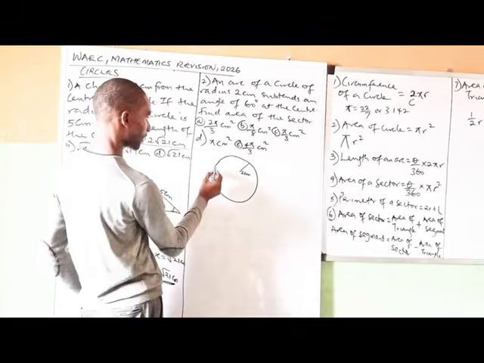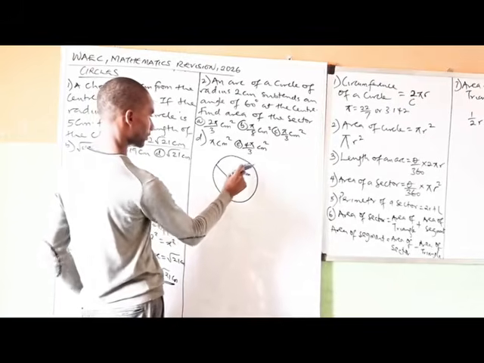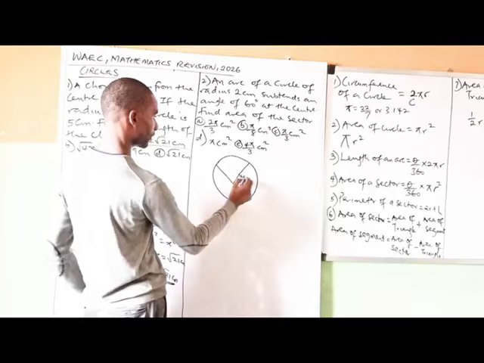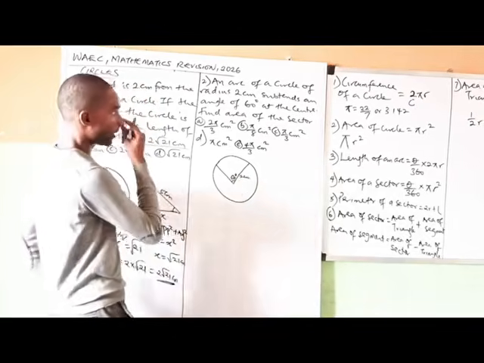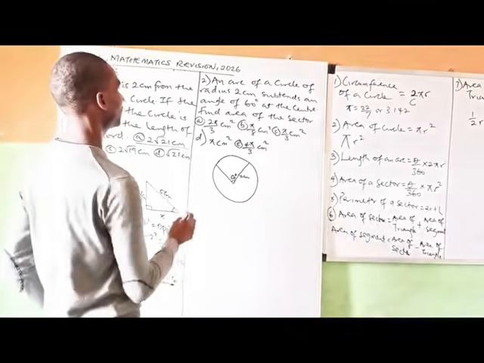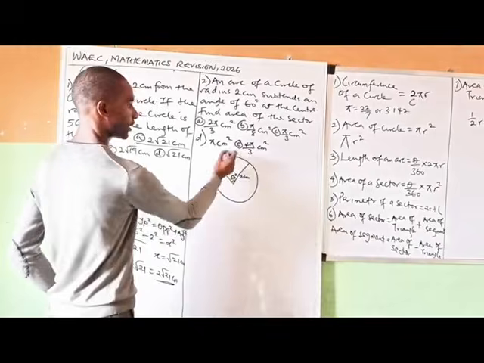So let's try to draw it down a bit. So this is 2 centimeters, and they said an angle of 60 degrees, and an arc of a circle of radius 2 centimeters subtends an angle at the center. Find the area of this sector. This is a sector having 2 radii and 1 arc.